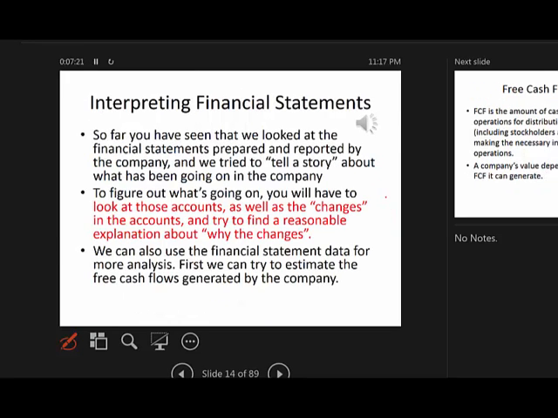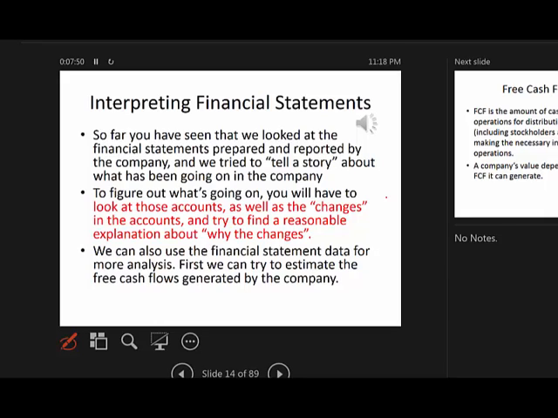So far, you have seen that we looked at the financial statements prepared and reported by the company, and we try to tell a story about what has been going on in this company. To figure out what's going on, you will have to look at all these accounts as well as the changes in the accounts and try to find a reasonable explanation about what happened, or say why the changes. We can also use the financial statement data for more analysis.